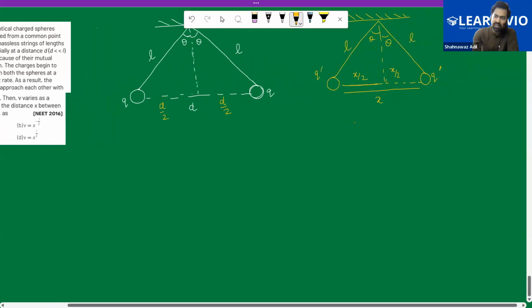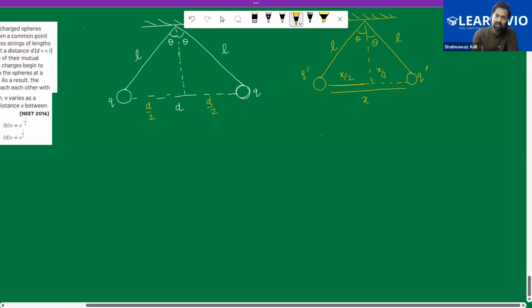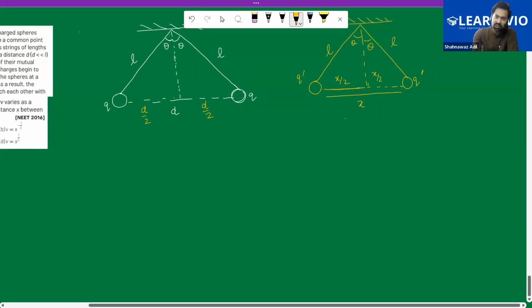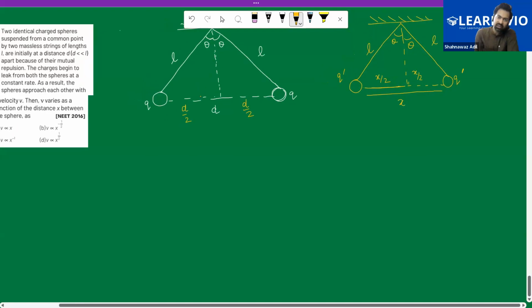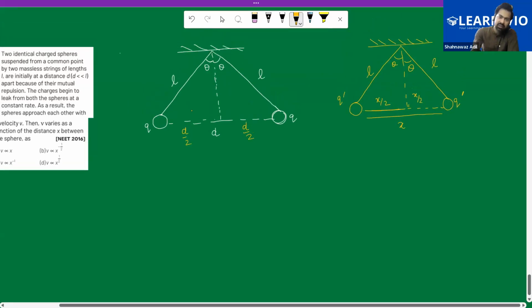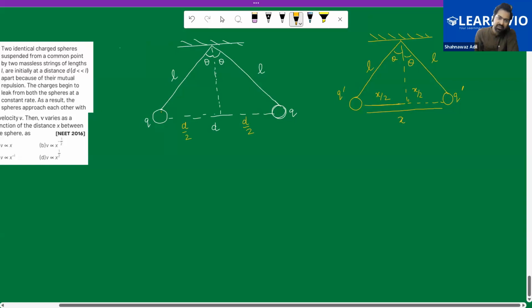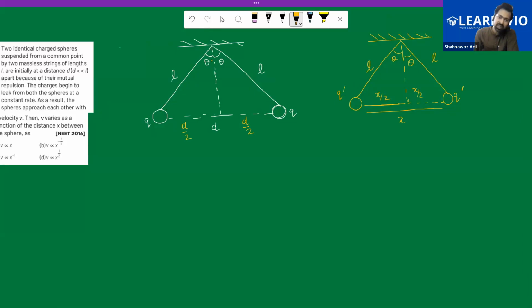So now let us calculate the equilibrium condition. Right, let's calculate the condition. So what would that be? So we know that this is tan theta, and this is how much from here. These are the two charges, right? This is the string. So how many forces are acting on these two charges?